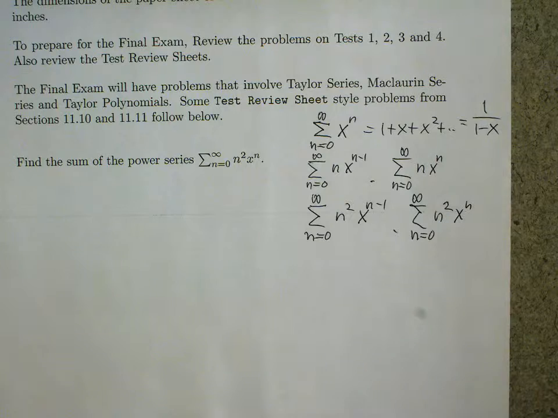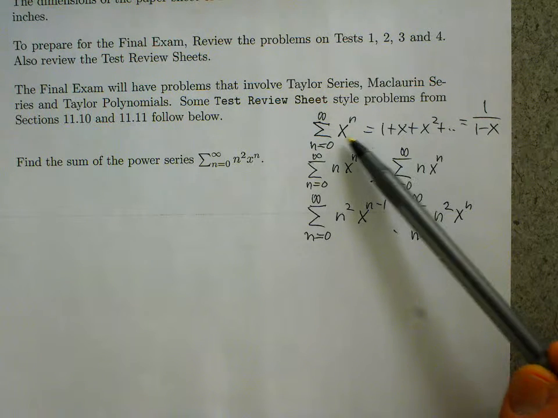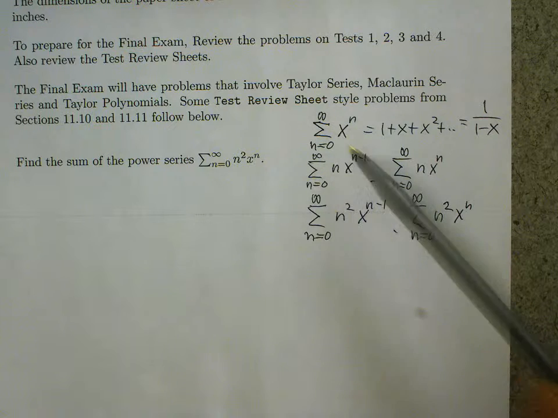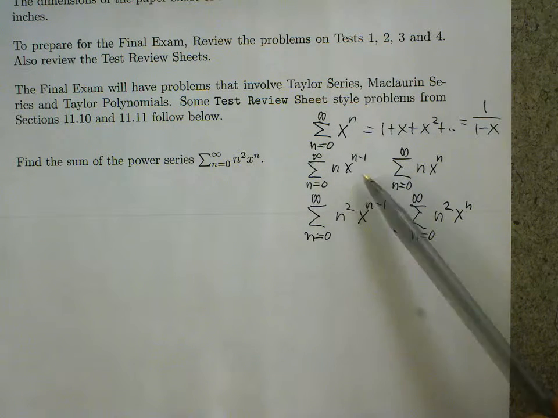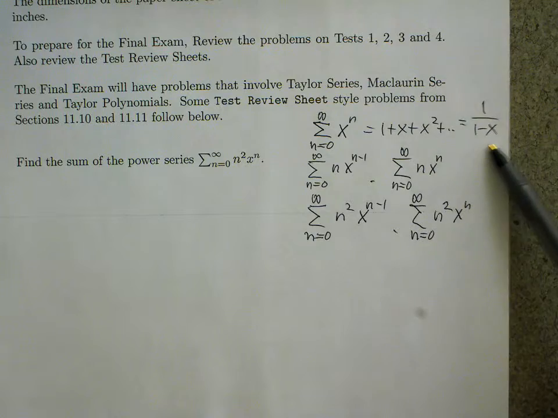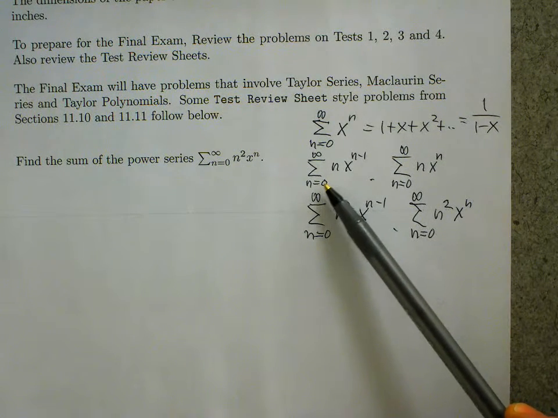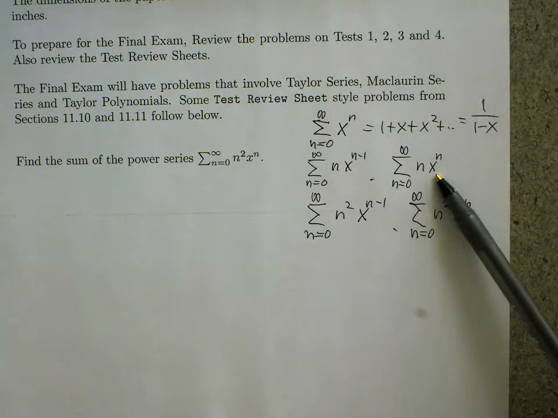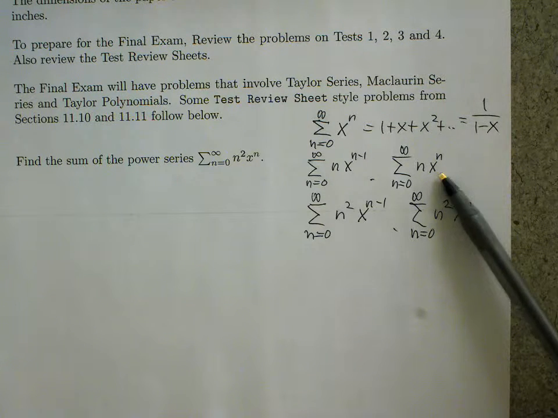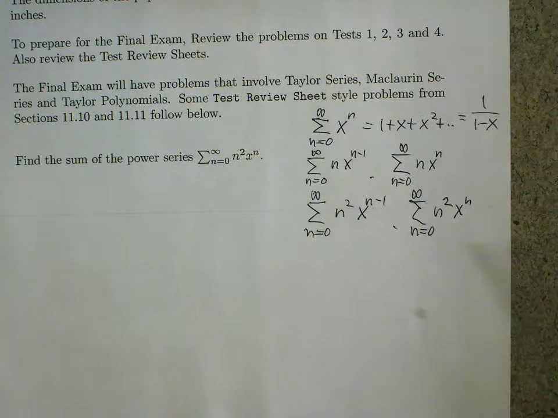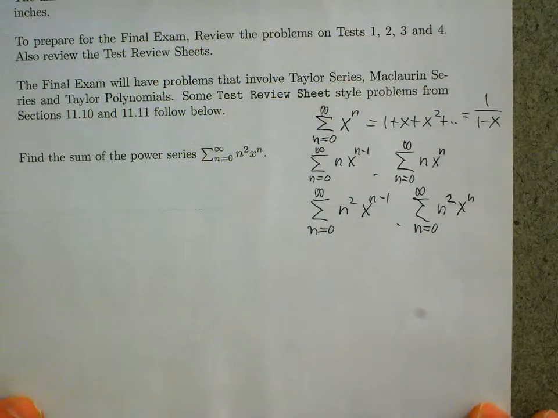Do you follow that? So we're going to begin with this series where the terms are x to the n. We'll take the derivative of the function 1 over 1 minus x to get this one. Then we'll multiply every term of that by x to get this series. Then we'll take the derivative of that to get this series, and then we'll multiply every term by x again. Sounds tedious.